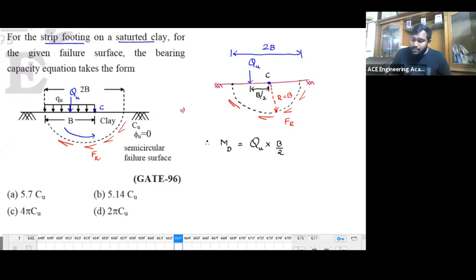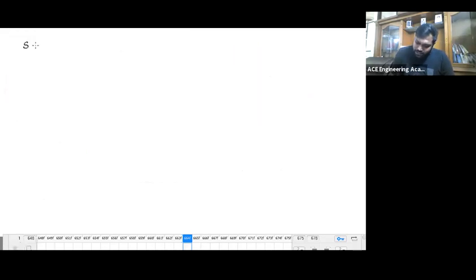Okay. And what is the resisting moment? The resisting moment is nothing but resisting force into R, which is nothing but B. But what is the resisting force? Shear strength into length of arc. Yes or no? Now the point is, the soil is phi u equals 0 degrees. You know that S is nothing but Cu plus sigma into tan phi u. But anyways, I am taking phi u as 0, then S is equal to Cu.